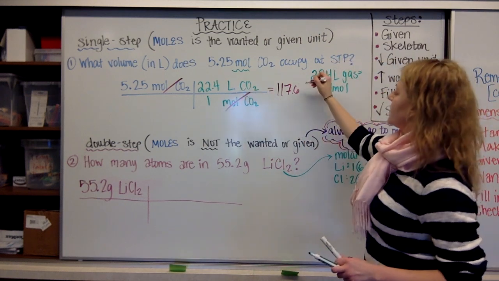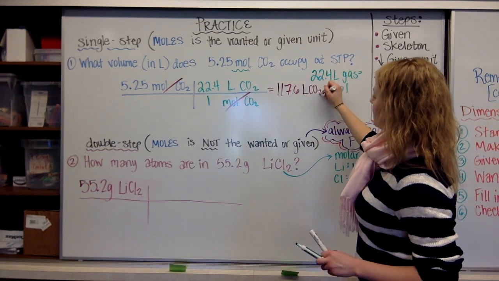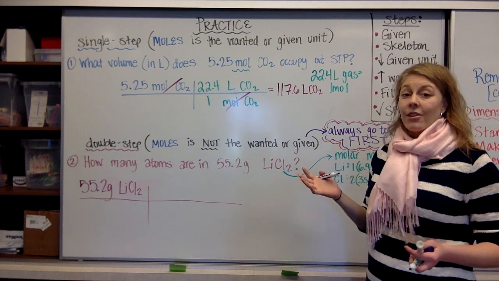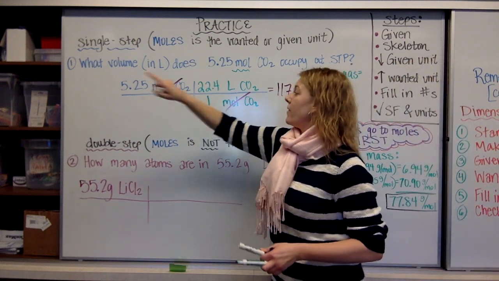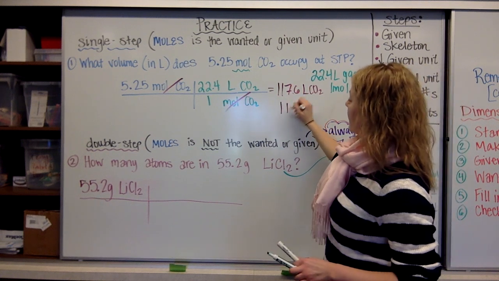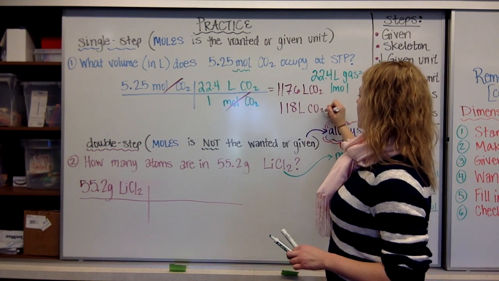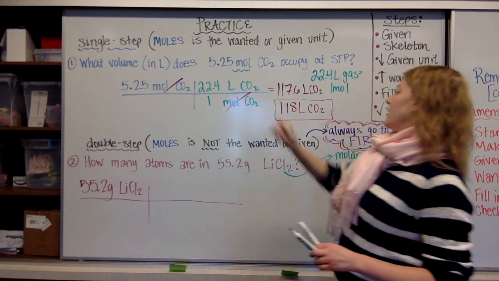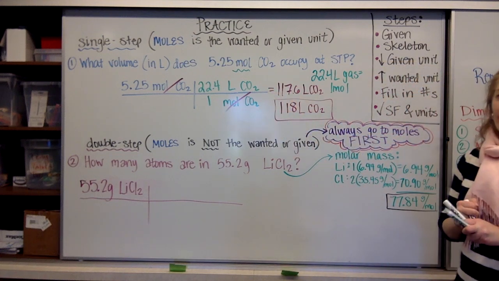My unit that's left is liters of CO2. But I need to look for sig figs. I have 3 sig figs here. All right, 3 sig figs there, so we need 3 sig figs in our answer. 118 liters of CO2. Okay?